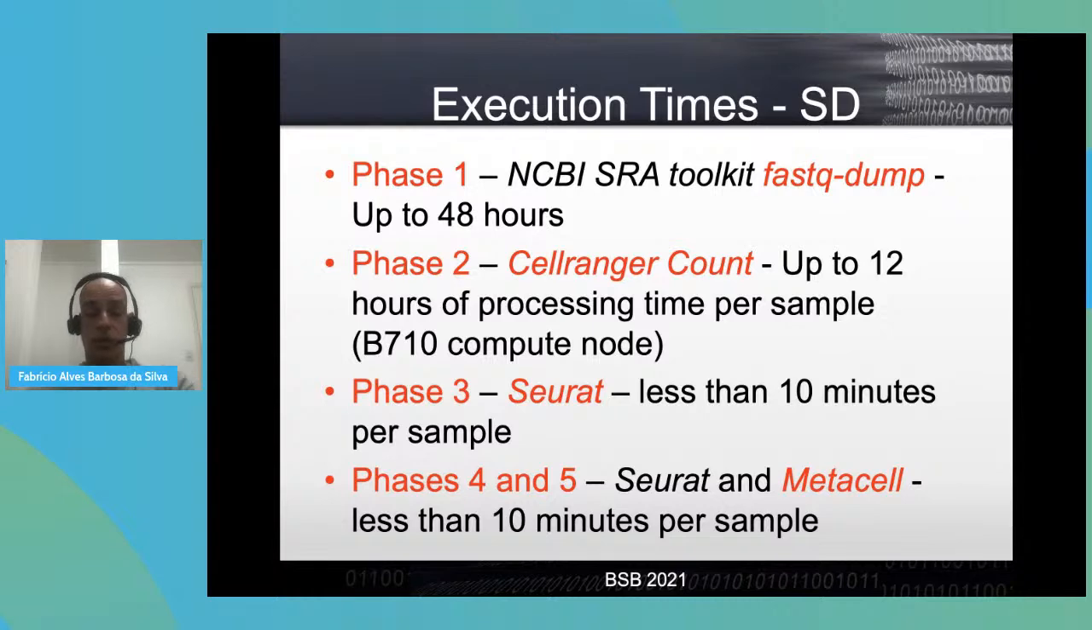For phase 3, quality control, we use both CellRanger and Seurat, and normally it takes less than 10 minutes per sample. It's much faster because the input data in this phase is much smaller, for instance, than the input data that you have in phase 2. And finally, you have phase 4 and 5. For that, we used both Seurat and the MetaCell package. And normally it takes, for those samples, less than 10 minutes per sample to process.